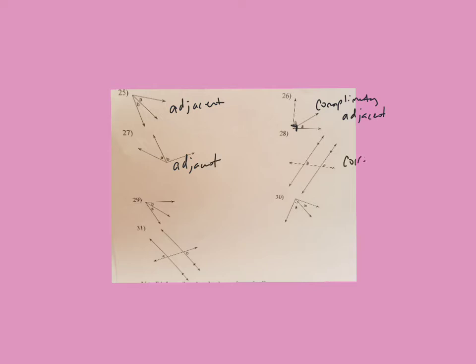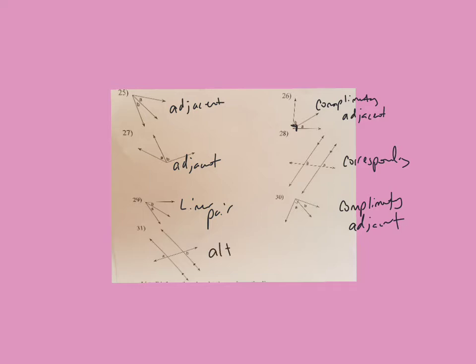27, we're going to have adjacent angles again. 28, we're going to have corresponding. Remember, there are two lines cut by a transversal, so they're going to be corresponding. 29, linear pair. 30 is going to be complementary and adjacent because they are next to each other. Remember, complementary does not have to be next to each other, so that's why you got to put them both down.